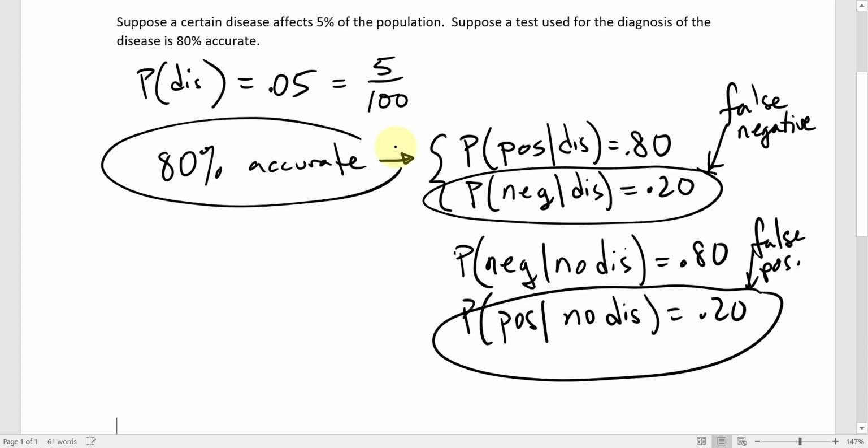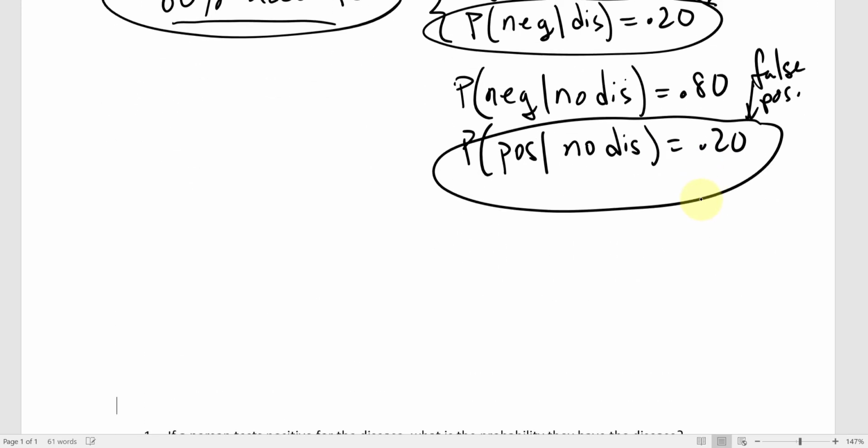So in some other videos that I've done on this, we've had different false positive rates and different false negative rates. They don't necessarily have to be the same, but in this case, when we just state an 80% accuracy rate, the test is 80% accurate, then it's both 80% accurate in saying positive when you have the disease and 80% accurate in saying negative when you don't have the disease, and conversely, 20% inaccurate in both of those false negative and false positive rates. Okay, so now we put all this together into a table to answer those questions.